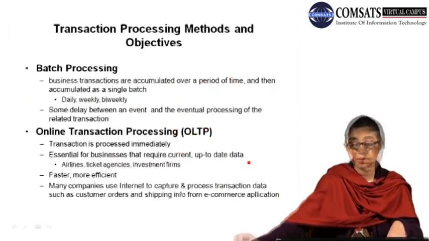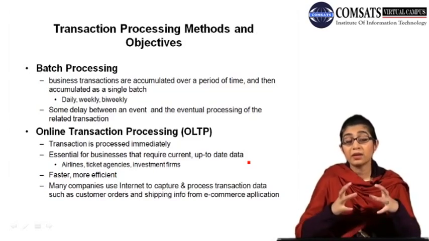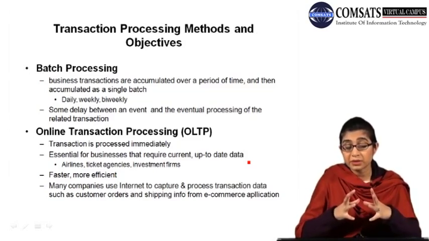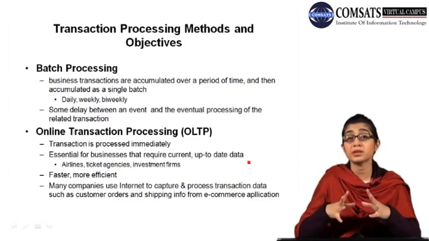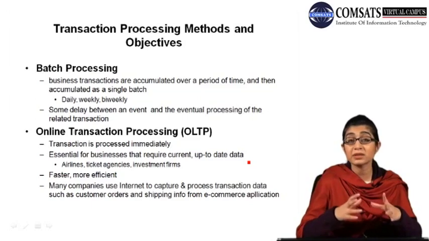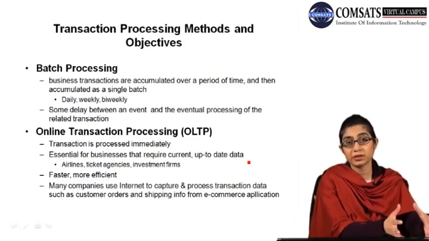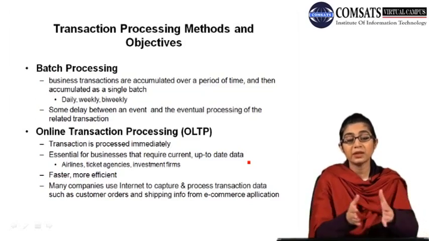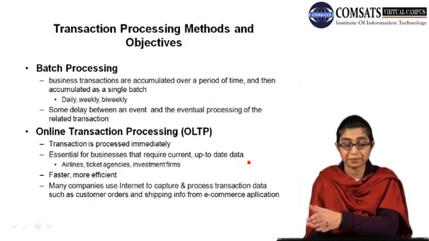Right, transaction processing methods and objectives. There are two kinds of methods. Transaction processing works in two ways. Number one is batch processing. What is batch processing? Business transactions are accumulated over a period of time. Transactions keep accumulating in one place, are gathered in a single batch, and then they are processed.